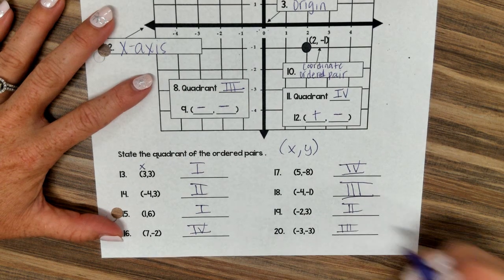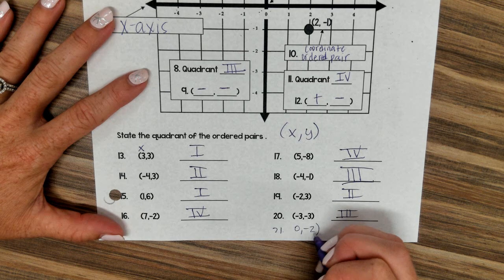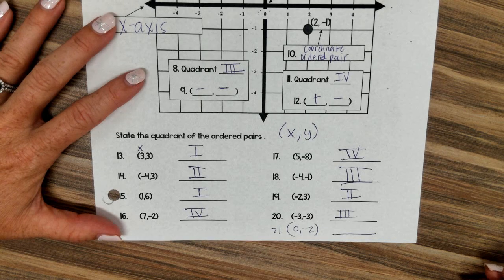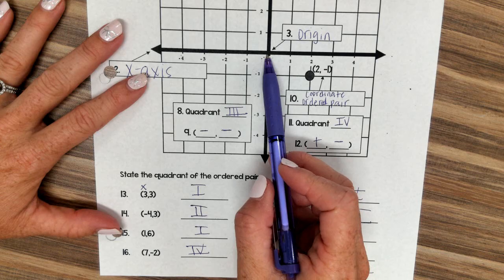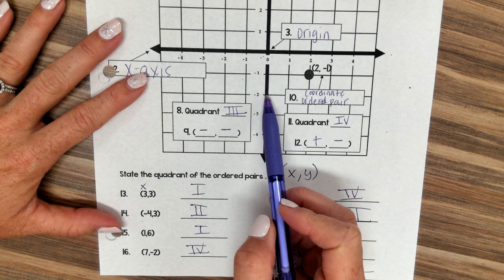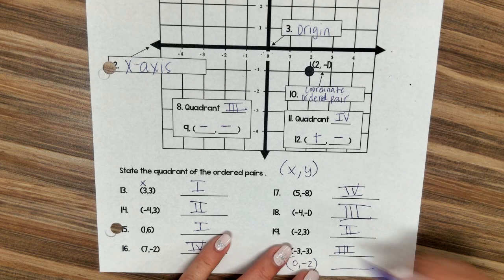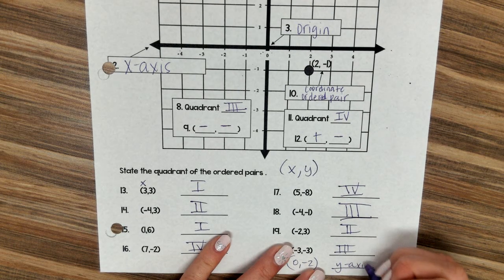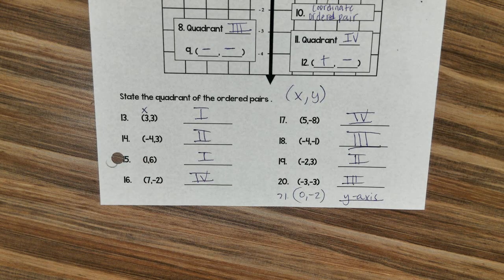3. And we're going to add 1. Put 0, negative 2. Everybody go on the x-axis to 0. Hold your pencil. Go down 2. Are you in a quadrant? No, you're not. Where are you at? You are on the y-axis. So you would just say, I'm not in a quadrant. I am on the y-axis. The y-axis and the x-axis are not in a quadrant.